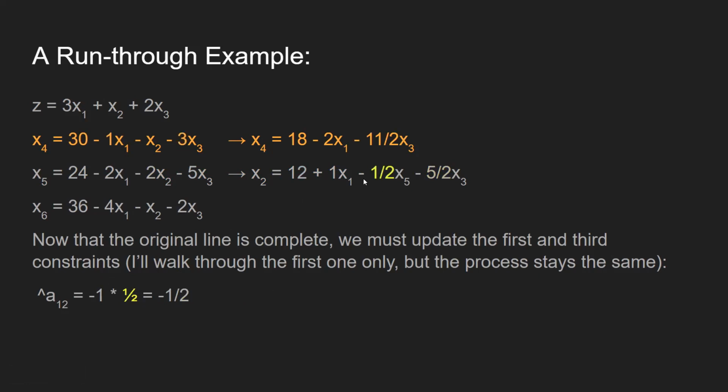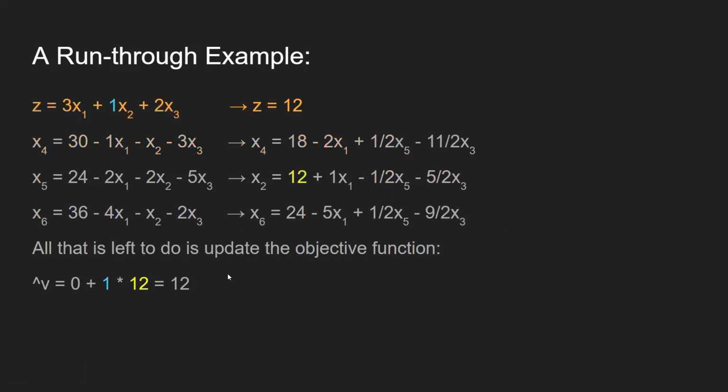And then we'll work on the middle piece. And for this, it's just -1 times the new coefficient we found before. So we'll have 18 minus 2x1 plus 1 half x5 minus 11 halves x3. And I went and did the other constraint.